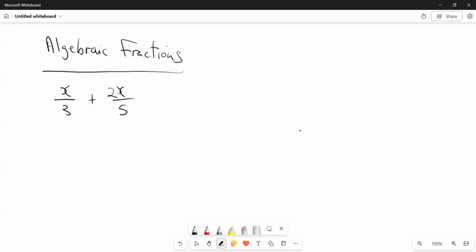Don't be scared. You treat it just like you treat fractions, right? Find your LCM, you get 15. 3 into 15 is 5. 5 times x is 5x. Right? Plus 5 into 15 is 3. 3 times 2x will give you 6x. Right? So you end up with, what's that? 11x over 15.